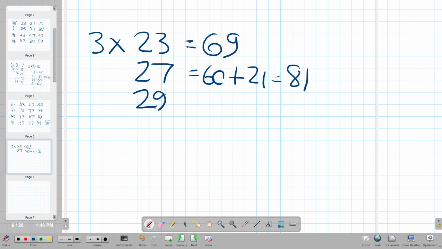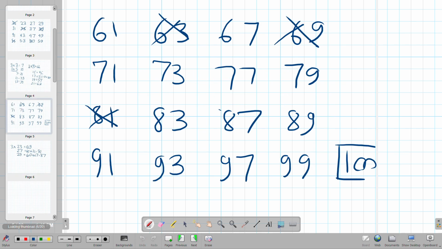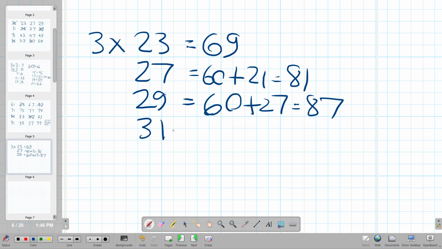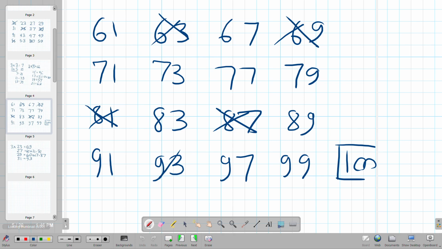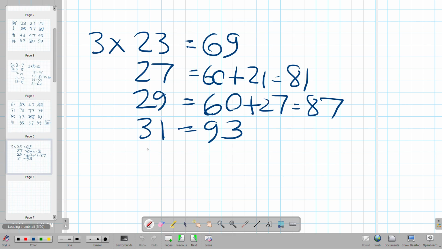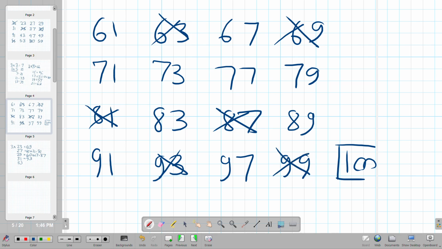Then 3 times 29. This is a tricky one because this is 60 plus 27 equals 87. So sure enough, 87 is not prime. Then 3 times 31 takes us to 93, not prime. And then 3 times 33 takes us to 99. That's an easy one. So we're done with all the 3s. We were not going to do 5s.